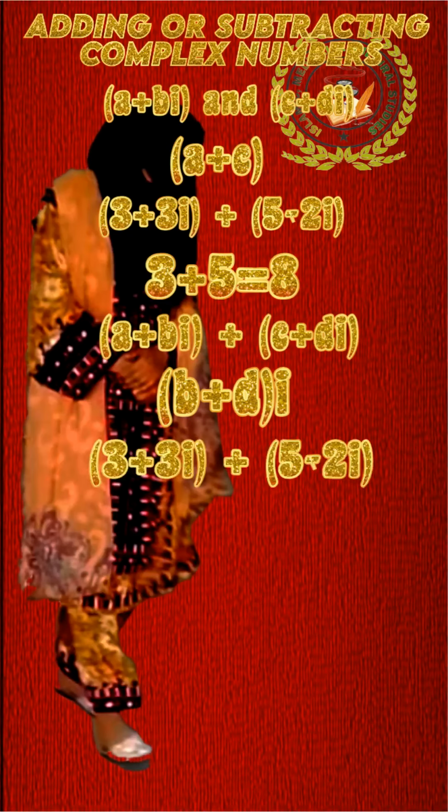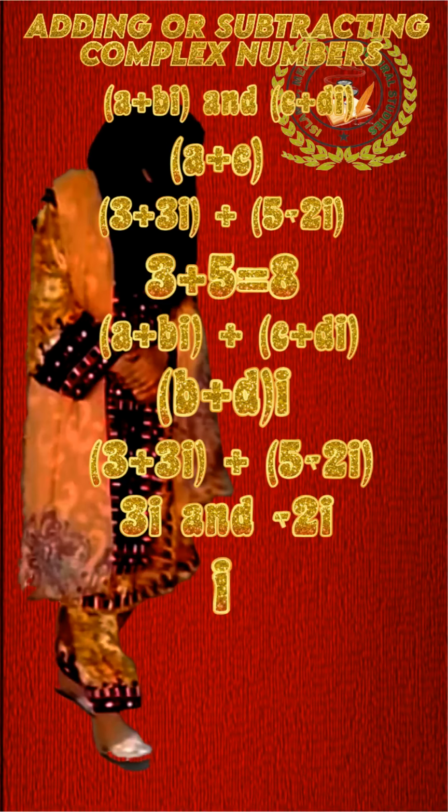Using the numerical example of (3 + 3i) + (5 - 2i), the imaginary portions of the two complex numbers are 3i and -2i. Adding these gives the result of 1i, which can also be written just as i.